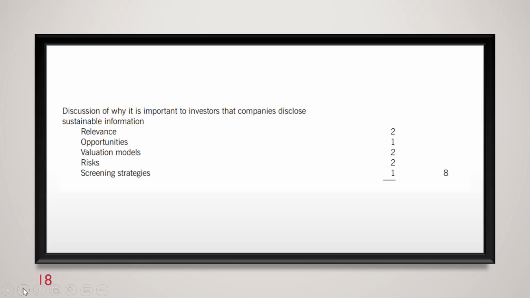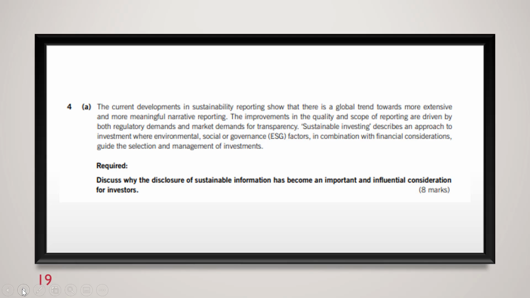It's how the examiner thinks about breaking down the answer, but don't be too hard on yourself if in an exam situation you don't come up with that. You've got to come up with something. Yeah, that's the question. That's the question in front of us. And I want to show you an answer.